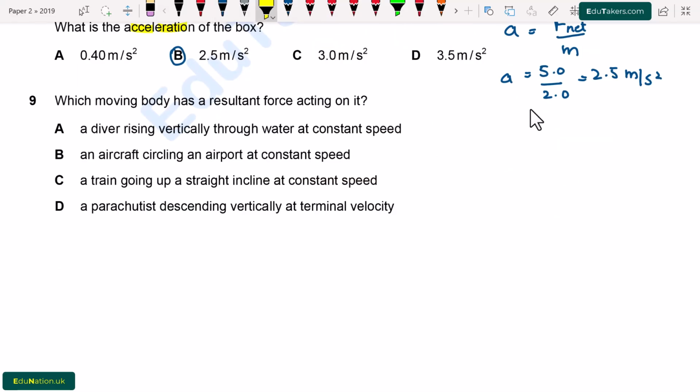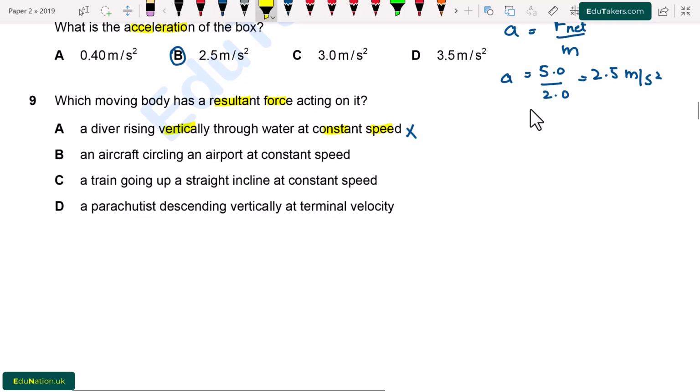Question number 9. Which moving body has a resultant force acting on it? A. A diver rising vertically through water at constant speed. Here the diver is rising vertically. The force will be 0 because its speed is constant. So upward forces must be equal to downward forces.